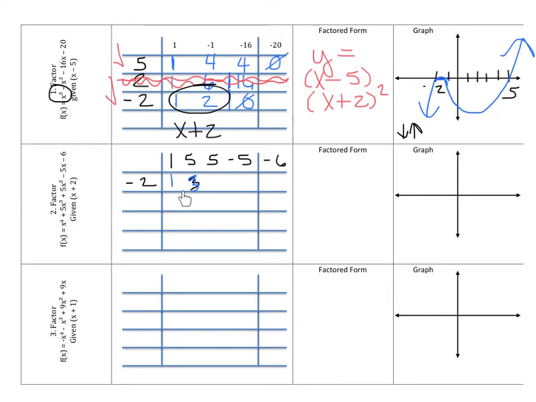-2 times 3 is -6, plus 5 gives us -1. And then -2 times -1 is positive 2, plus -5 is -3. And then lastly, -2 times -3 is positive 6, plus -6 is 0. So again, we know that this is a factor because our remainder was 0. So I can write the factor for that root as x plus 2.